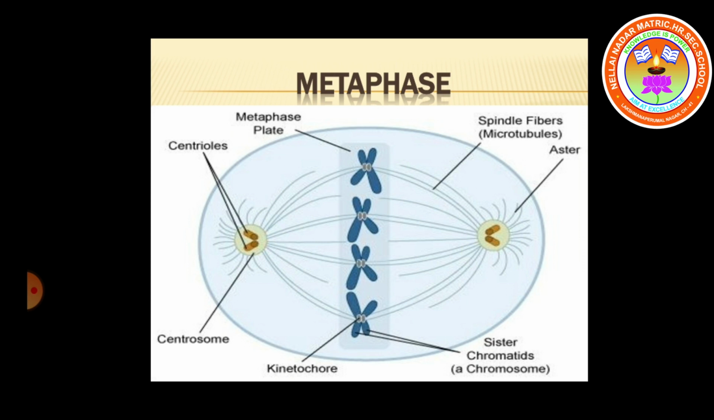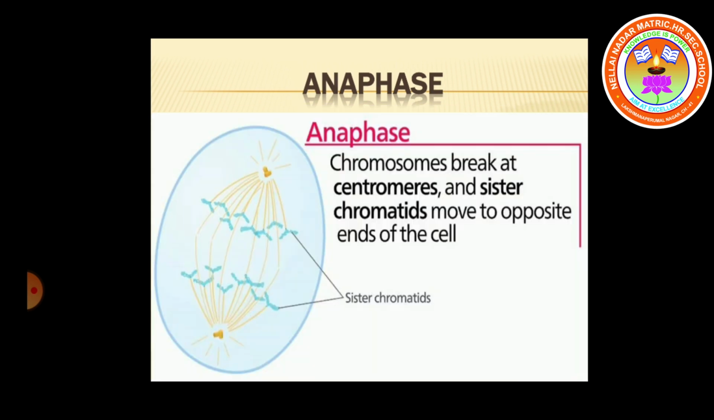Each chromosome gets attached to the spindle fibers. As I said, spindle fibers are already there at the pole regions. So these chromosomes get attached to the spindle fibers by their centromere. The centromere of the chromosome gets attached to the spindle fibers. Are you clear? The centromere of each chromosome divides into two, each being associated with a chromatid.